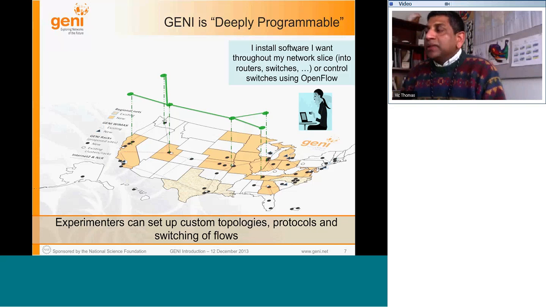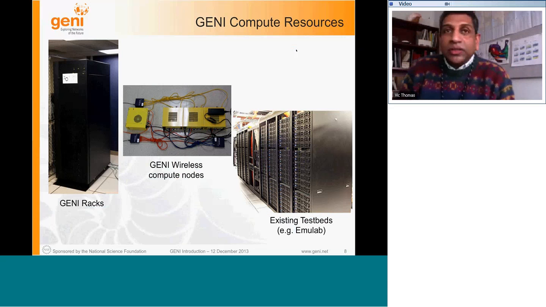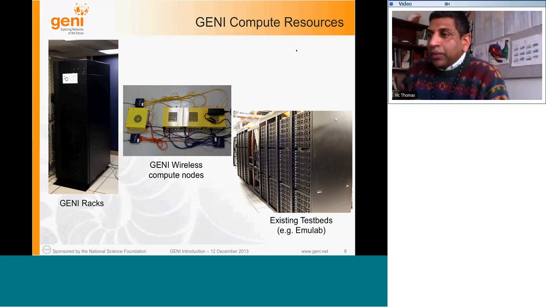Here are examples of some of the compute resources available in GENI. On the left, you see GENI racks. These are deployed on campuses around the country. I believe Texas A&M is on the list to get one of these racks. So these racks have compute resources, they have networking resources, and you as an experimenter can get resources there and connect them to resources from other racks. There are wireless compute nodes, so these are nodes where you get compute resources, and there are wireless networks, WiMAX and Wi-Fi attached to these.